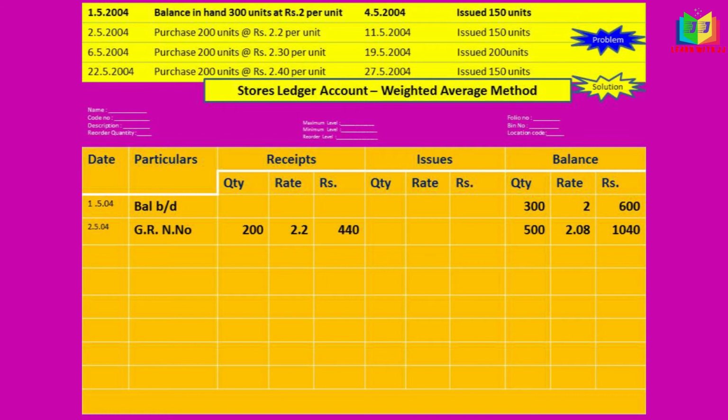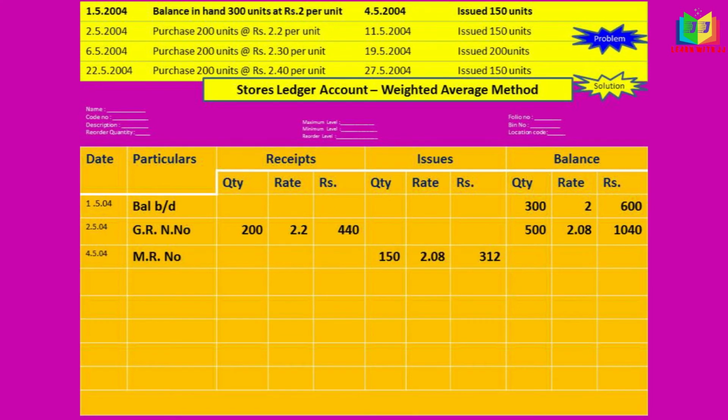Is that clear? Weighted average is simple to calculate. We just have to divide the amount by the quantity, that's it. And while issuing we have to issue at this price, that is 2.08. We have an issue on the 4th, 150 units. As I said earlier, 150 units is to be issued at 2.08, so the amount is 312.